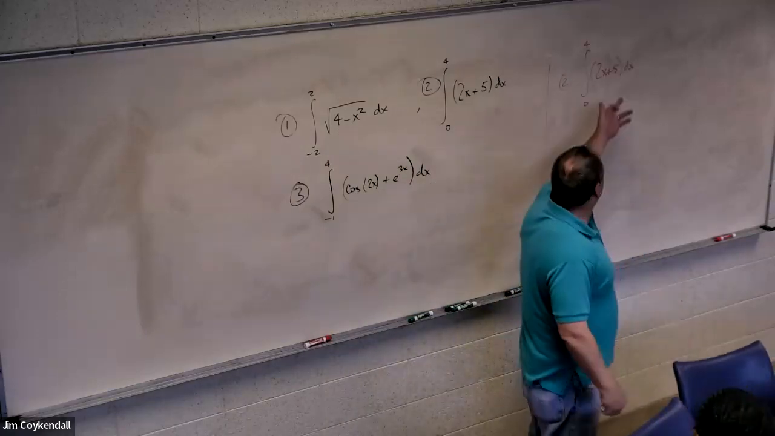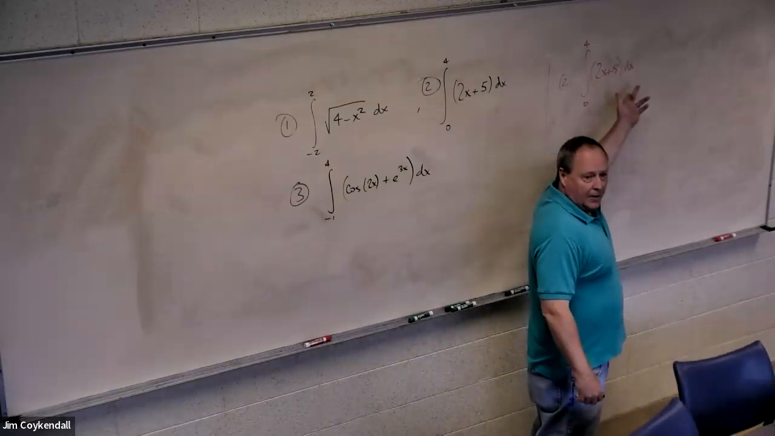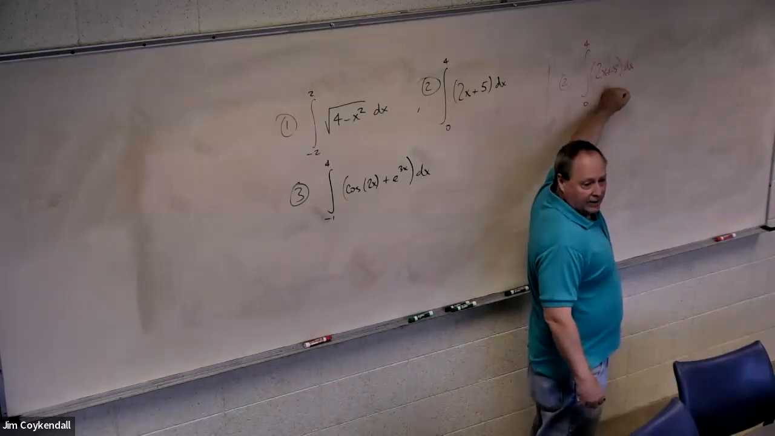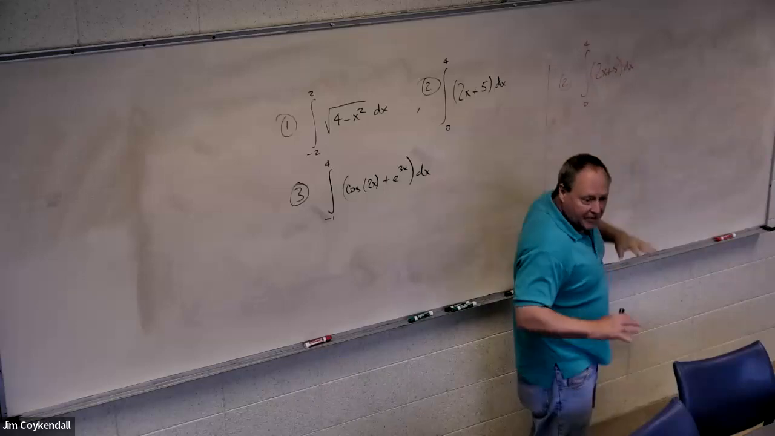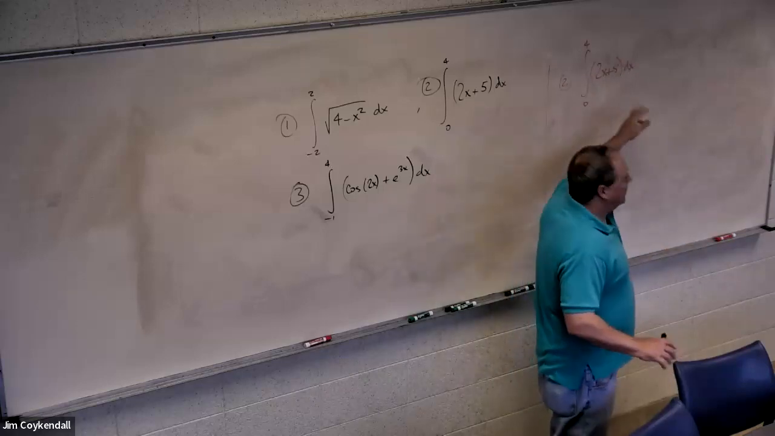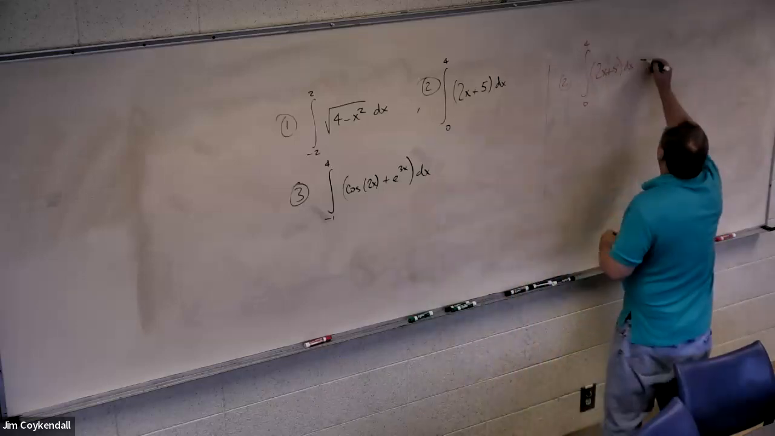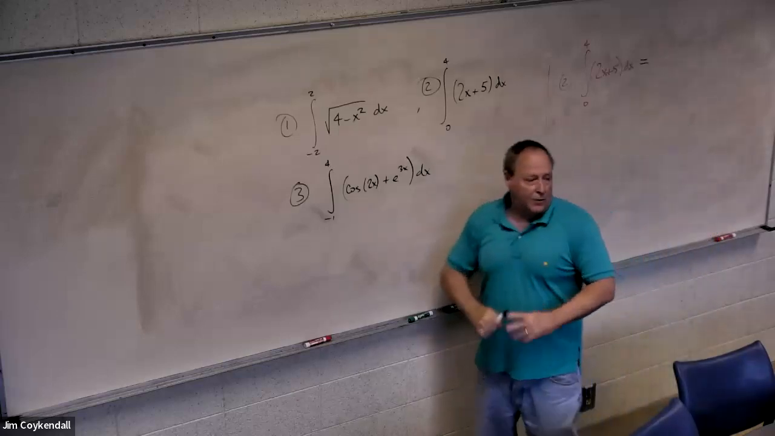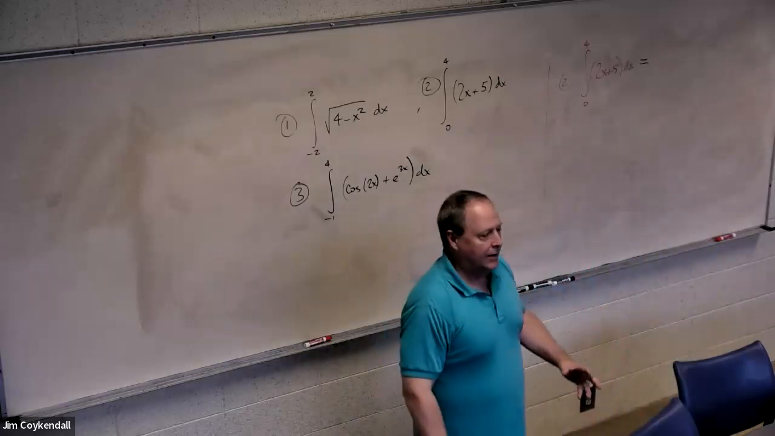So what do you have to do for this problem? The fundamental theorem of calculus says if you can find it, take an antiderivative of this, plug in the top, minus plug in the bottom. That's it. So can somebody tell me an antiderivative for 2x plus 5? Small bits, 2x first.